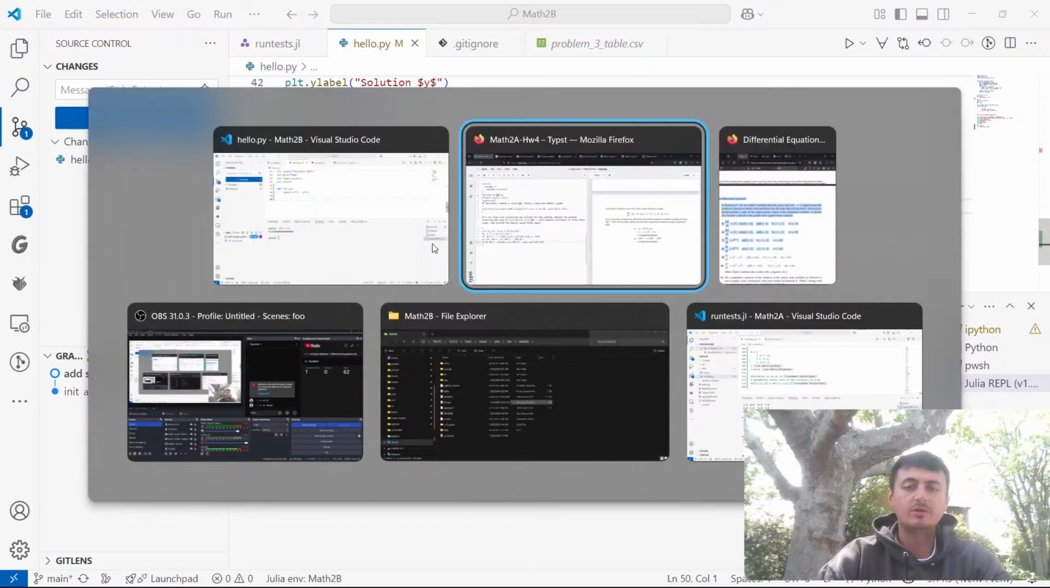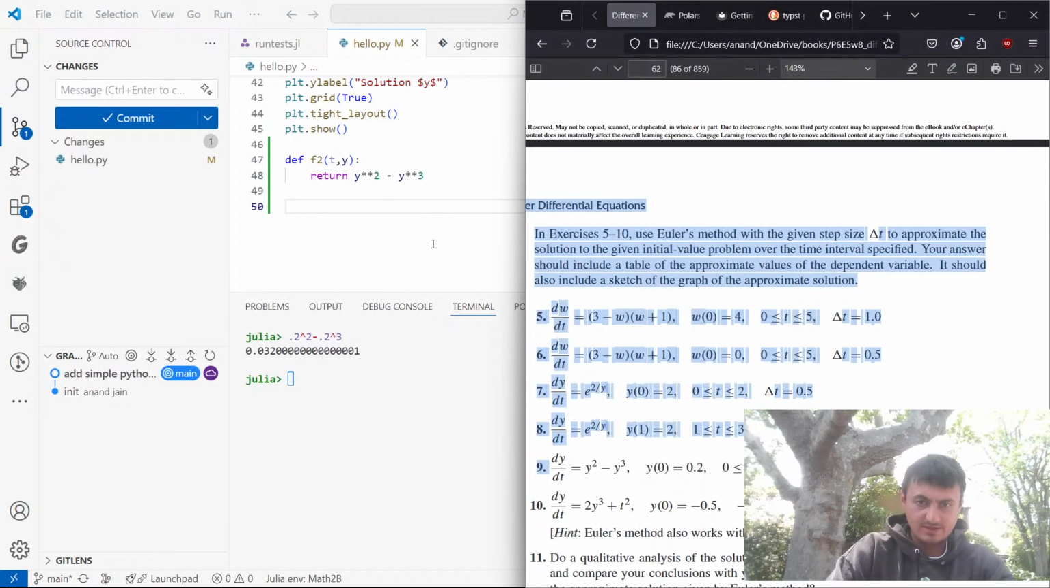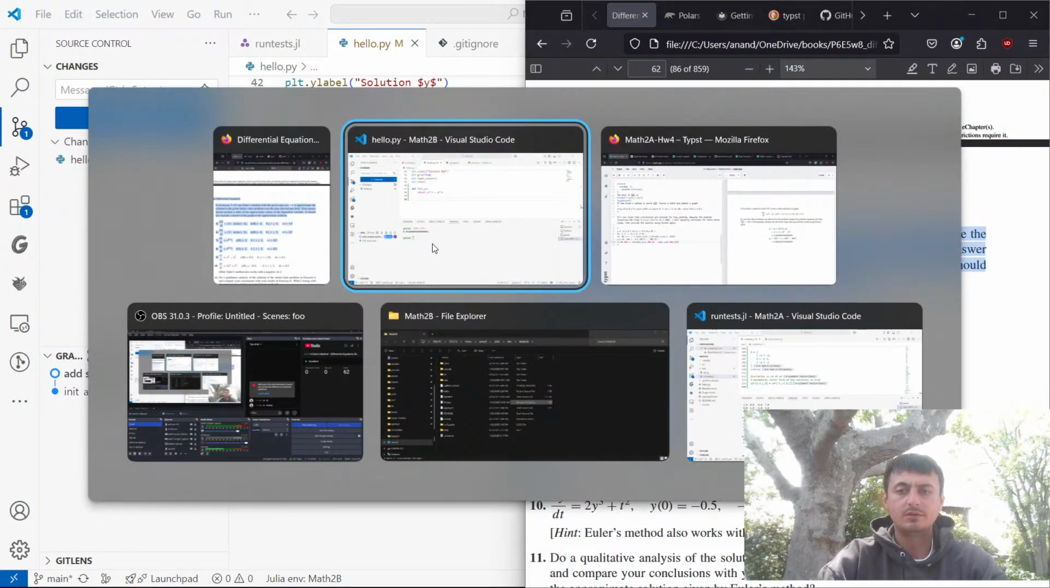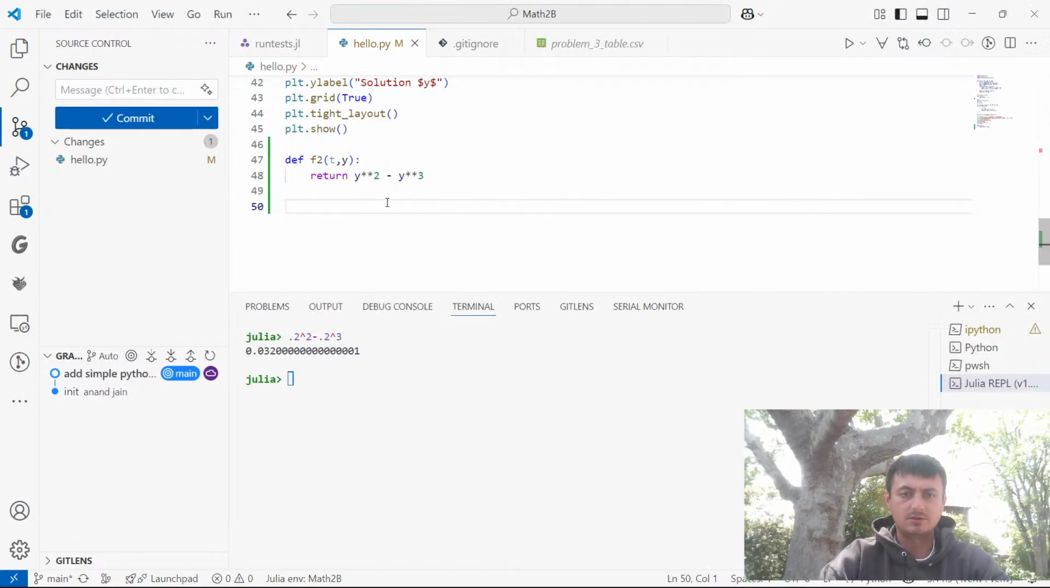Okay, what are the parameters of this thing? Can we write this down? Problem 9 is y dot equals y squared minus y cubed, y0 equals 0.2, t in 0 to 10, delta t equals 0.1. Okay, so let's just do that.